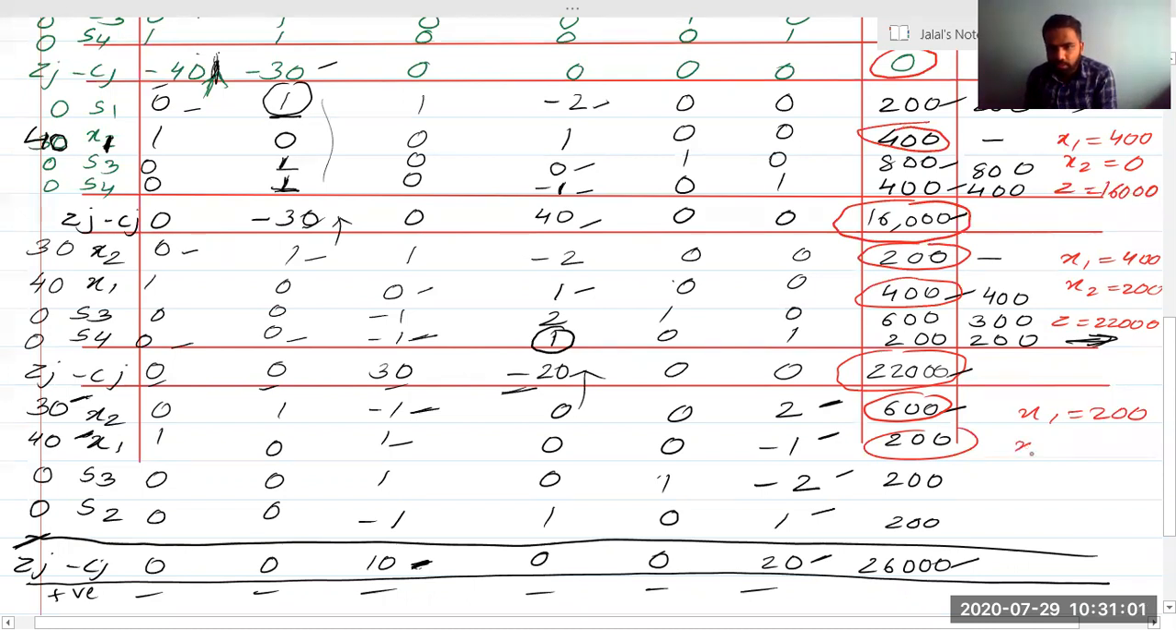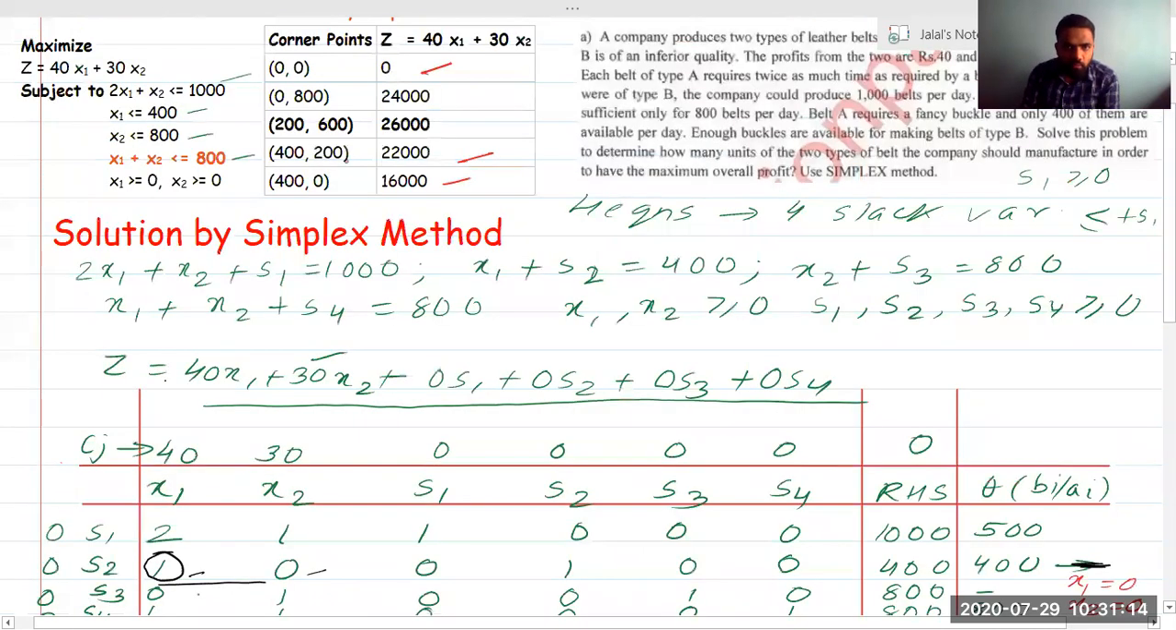X1 is 200, x2 is 600, and z is how much? 26,000. Now we can even find this solution here. What was the solution? This. Which solution is skipped? This solution is skipped, and we don't need to worry about the solution which is skipped. We only need to find the optimized value.